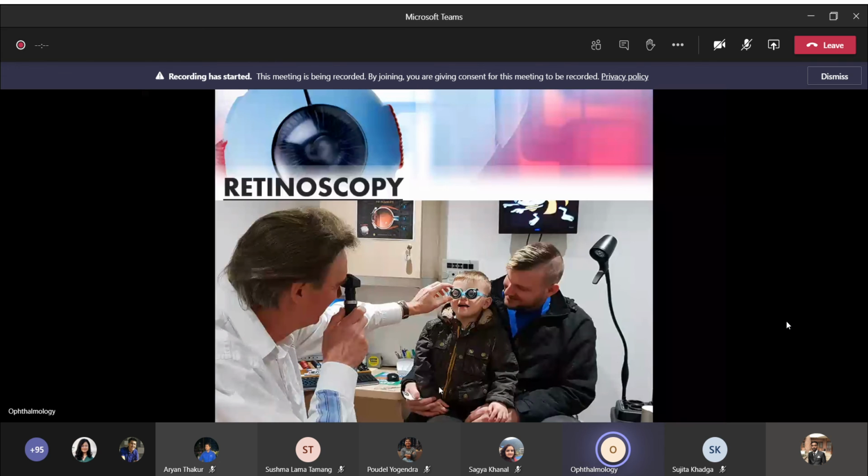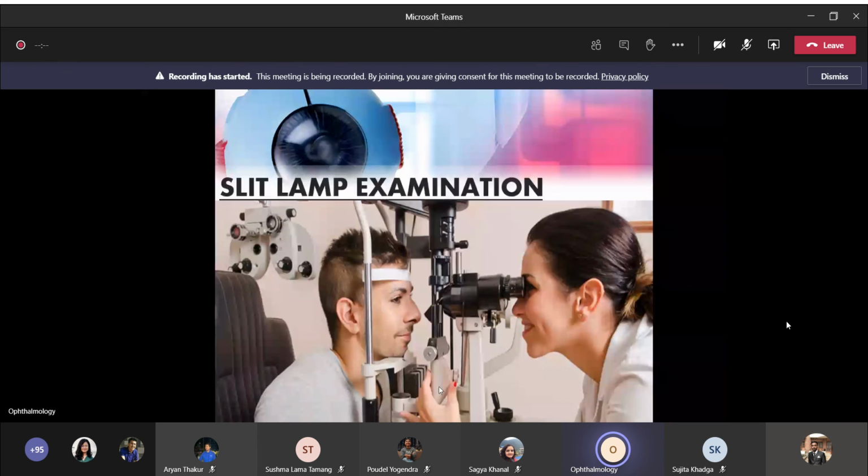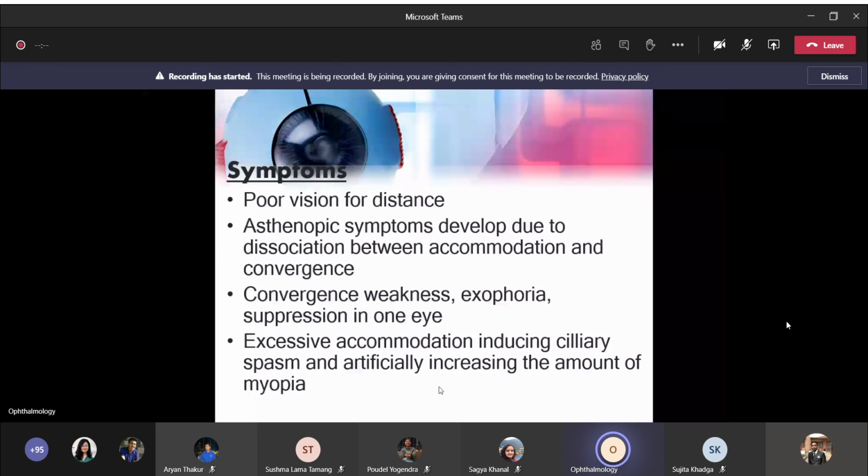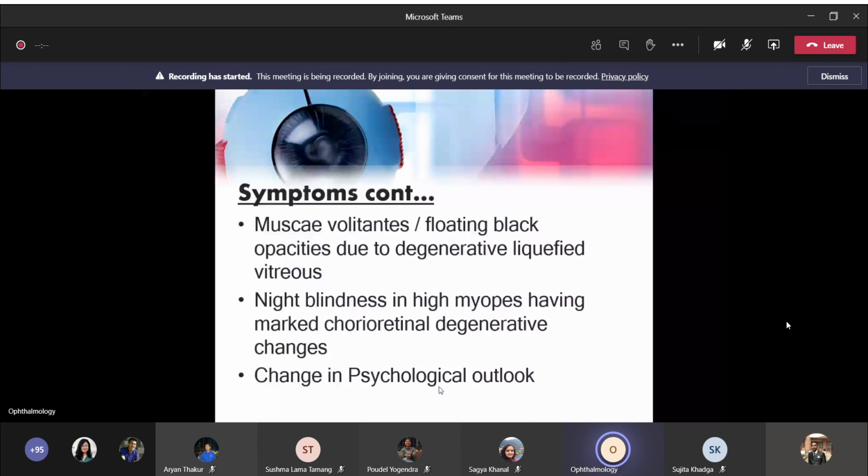Now, the symptom the patient complains of is poor vision for distance. Asthenopic symptoms develop due to dissociation between accommodation and convergence, weakness, exophoria, and suppression in one eye, and excessive accommodation including ciliary spasm, artificially increasing the amount of myopia. Other symptoms are floaters, opacities due to degenerative liquefied vitreous, night blindness in high myopia, and physiological outlook changes.